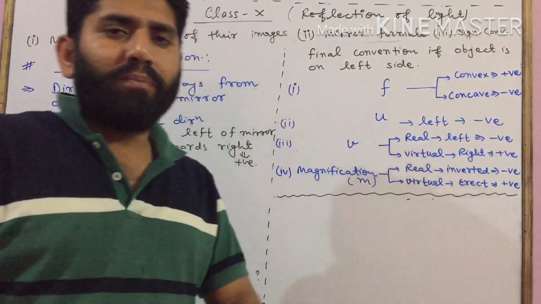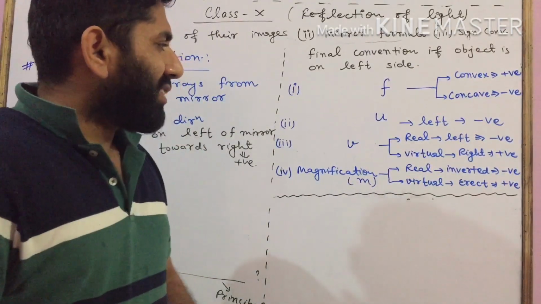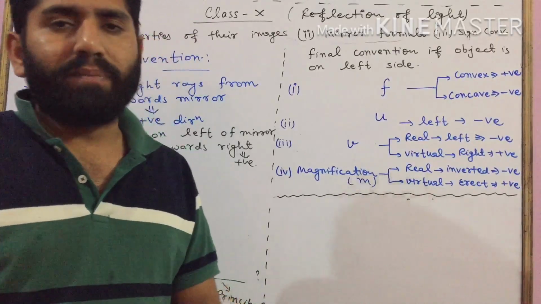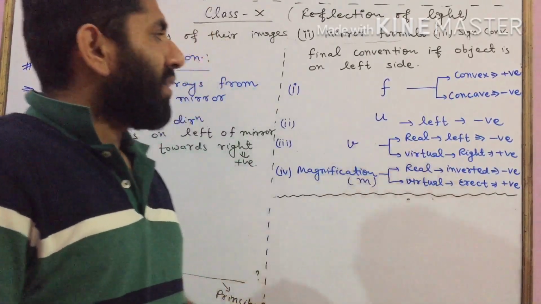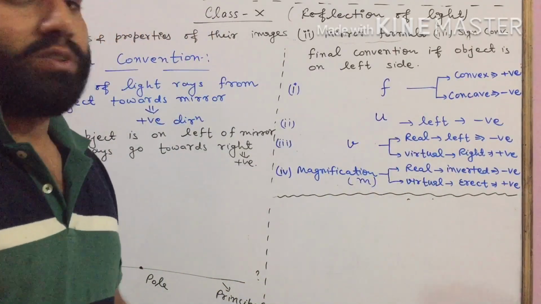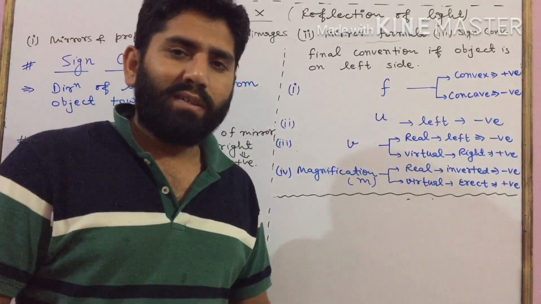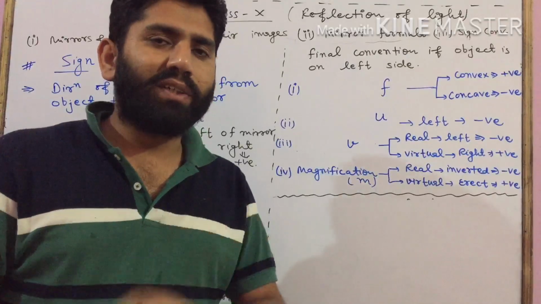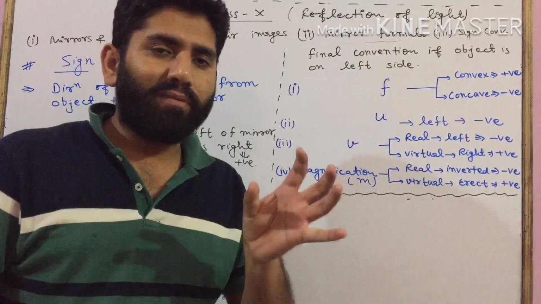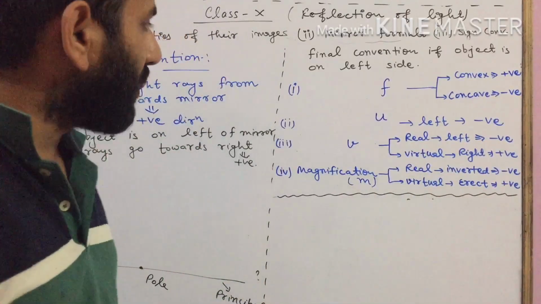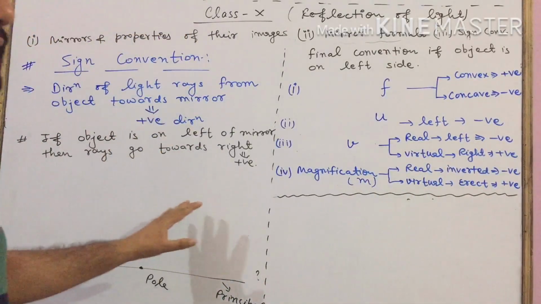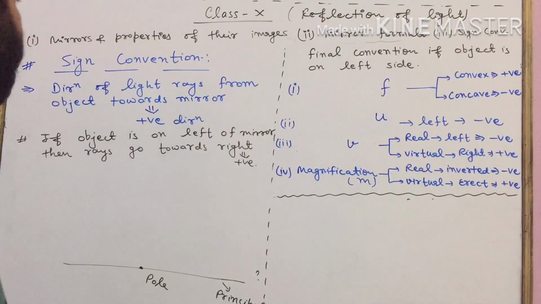So we have understood the mirror formula, which contains some variables like object distance, image distance, focal length. While using that formula in numericals, we have to use some convention for these variables, that is, which quantity has to be negative and which quantity has to be positive. So now we are going to discuss that convention.